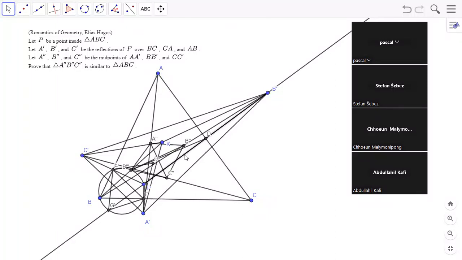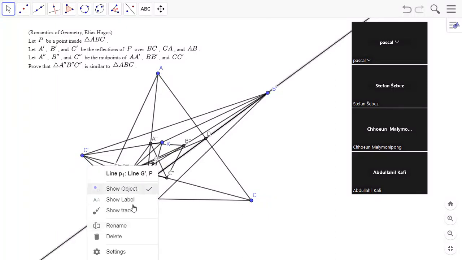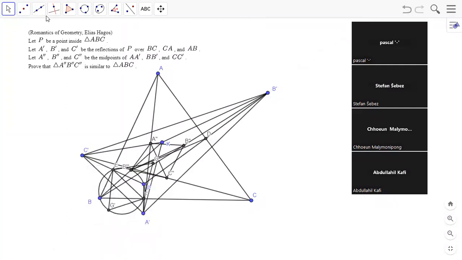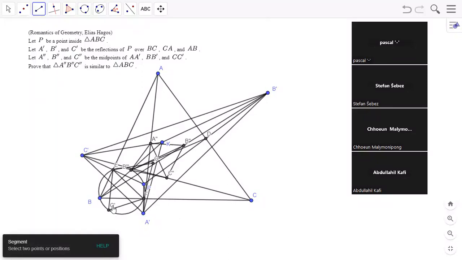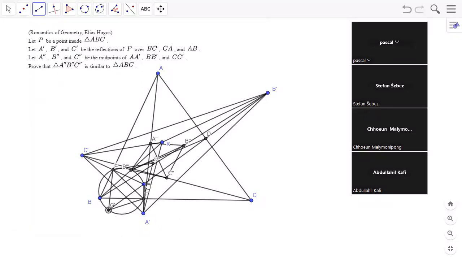Yeah, I'm sure we can erase a whole bunch of stuff here, but I bet if we could show G prime, P, and B prime are collinear. Okay, so we could start out by letting B prime P intersect this circle at G prime. And then first we want to show G prime EF is similar to ABC.